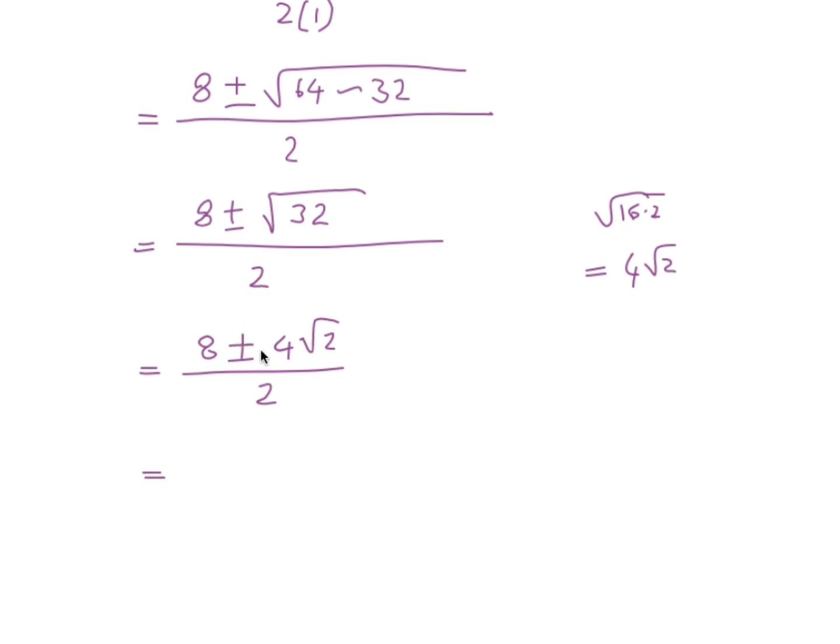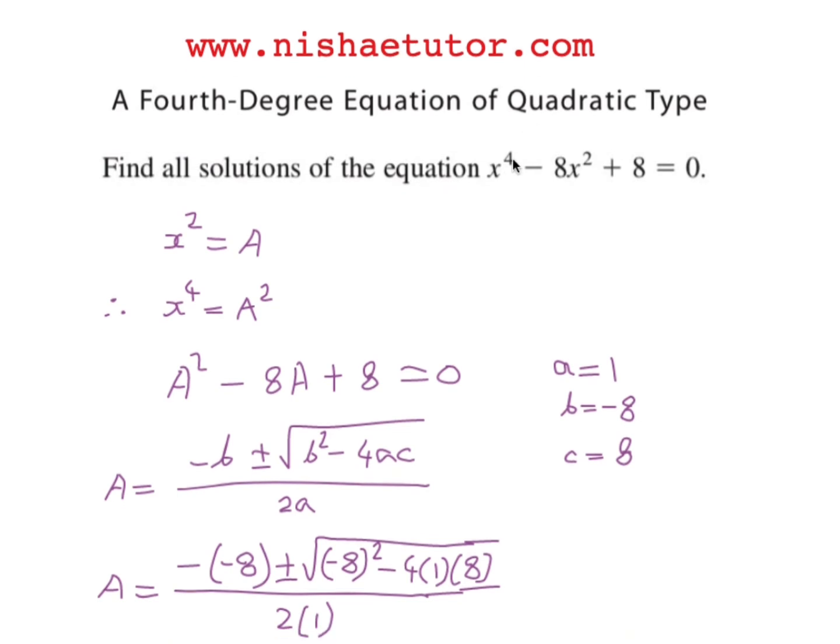So we can write 4 square root 2 upon 2. We can take 2 common from here, so this will be cancelled by this 2 and we get 4 plus minus 2 square root 2. So this is the value of A. Here we got two values, one positive and one negative: 4 plus 2 square root 2 and the other one is 4 minus 2 square root 2. But this is the value of A, and our original variable was x, so A means x square.